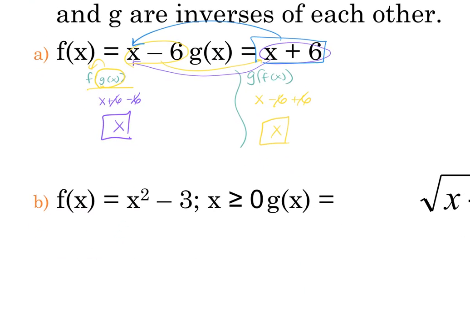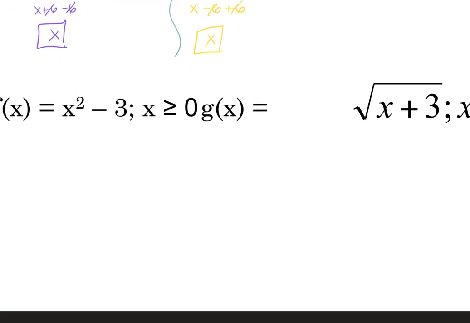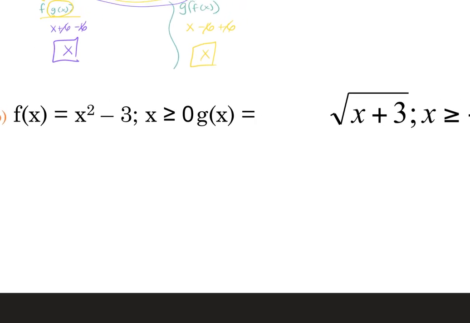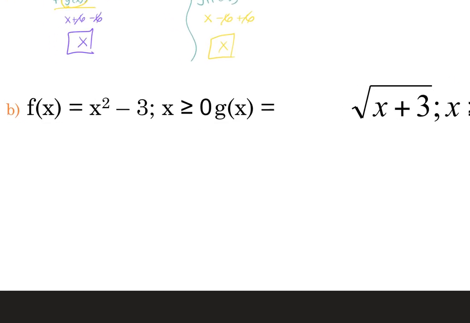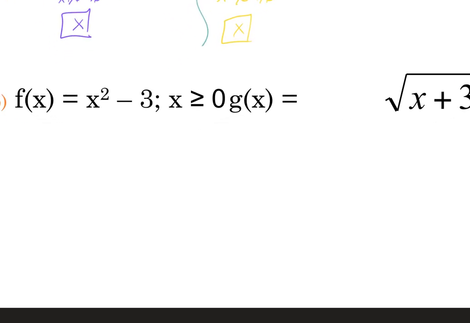Okay, now we're going to do the same thing for b. I know this spacing is a little weird, but this is g of x, x plus 3. So obviously that's just separated out. We're going to talk about this restriction later, so don't worry about it for right now. What we're going to do first is find f of g of x, and then we're going to find g of f of x.